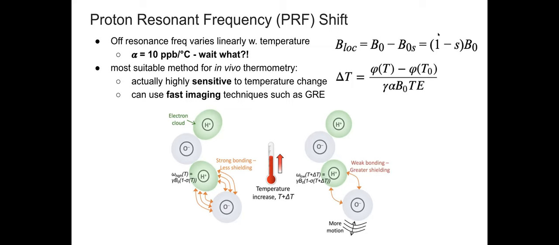However, if you consider how we measure the temperature difference between the signal and our reference, it's taking the phase angle difference divided by the temperature coefficient alpha times the gyromagnetic ratio gamma, B0, and the echo time. So you can think of this as integrating the off resonance over a very long echo time relative to the high resonant frequency. So this method is actually pretty sensitive to temperature, on the order of 1.2 degrees of phase angle per degree centigrade for a 3T scanner. So we can say that this method is pretty accurate and precise. And we can use a fast imaging technique such as gradient echo, which is what we used in our experiment, to measure phase, making the PRF phase mapping method the most suitable method for in vivo thermometry. So I'll pass it off to Rebecca to talk about our first thermometry experiment.